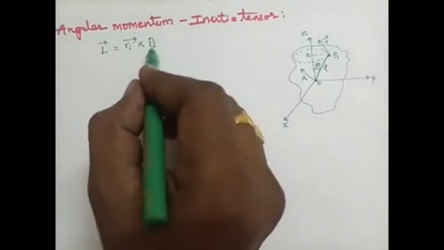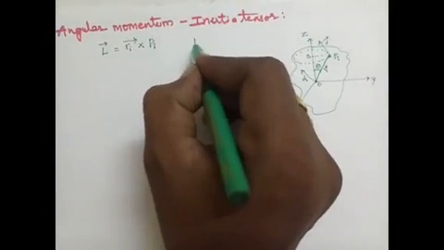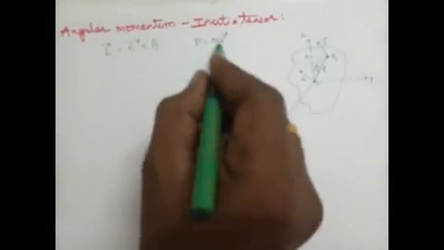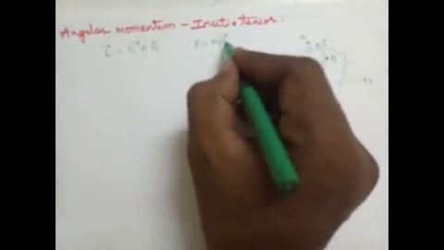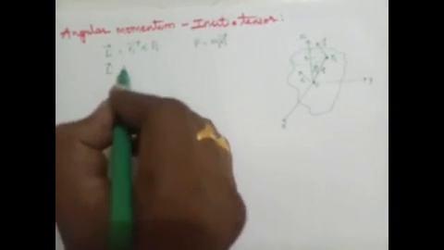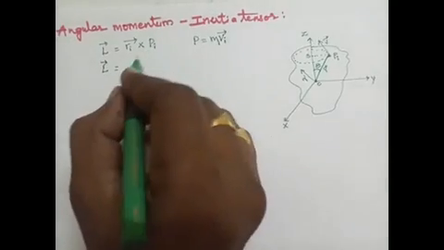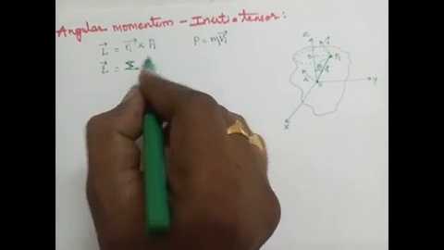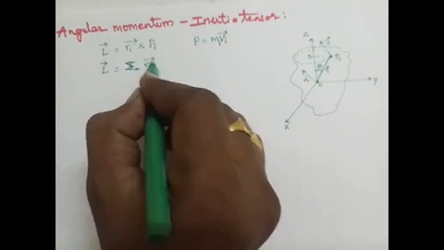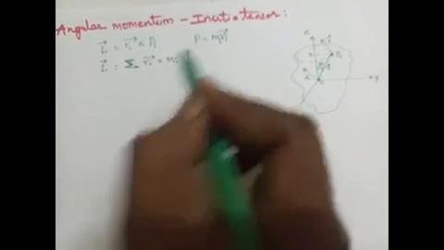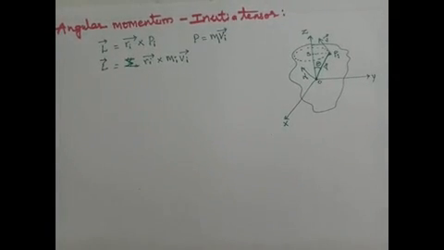We know that momentum can be written as mass into linear velocity. For the ith particle you write mi vi. So writing here, we get L bar equal to summation Ri bar cross Pi, where Pi is Mi and Vi bar. This is the angular momentum for the ith particle.